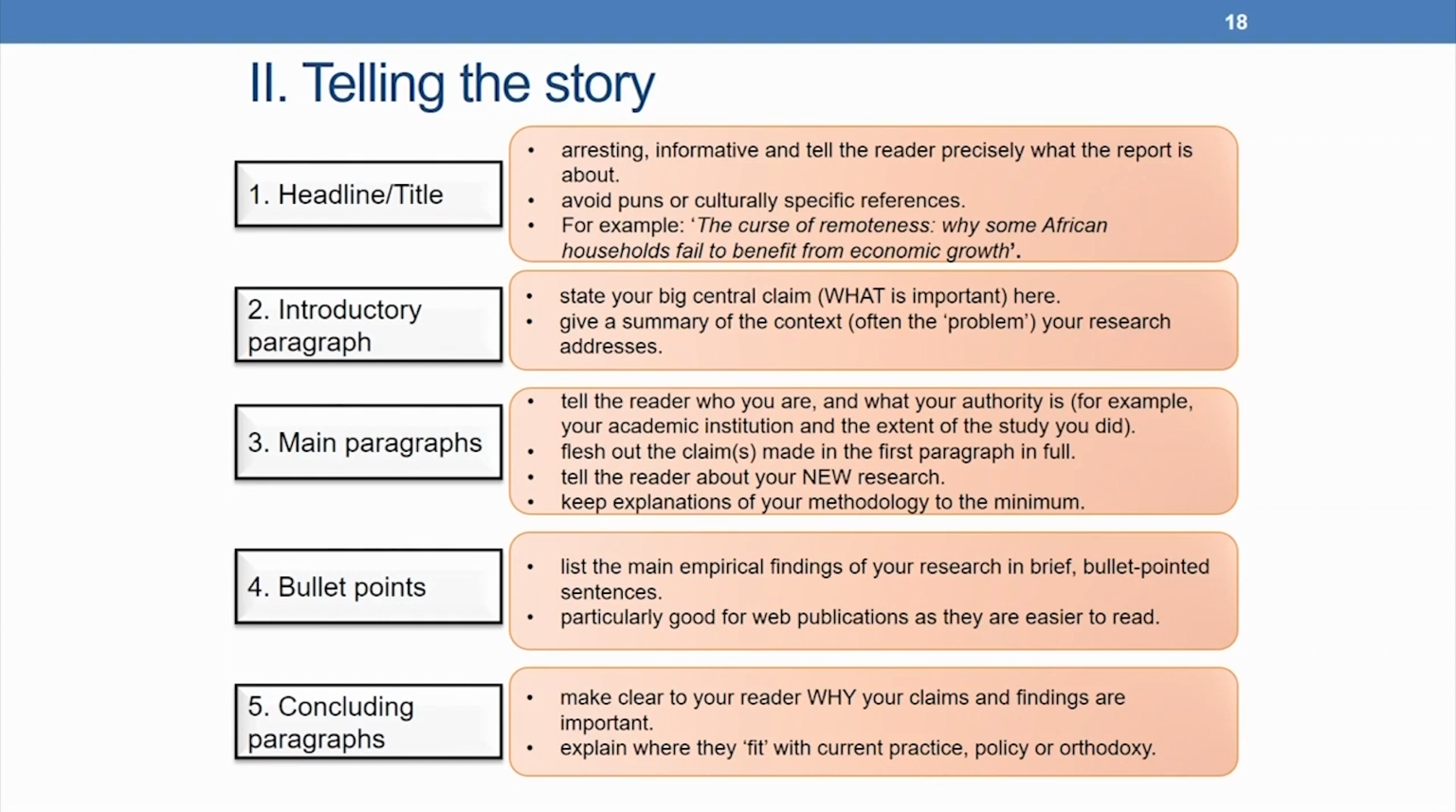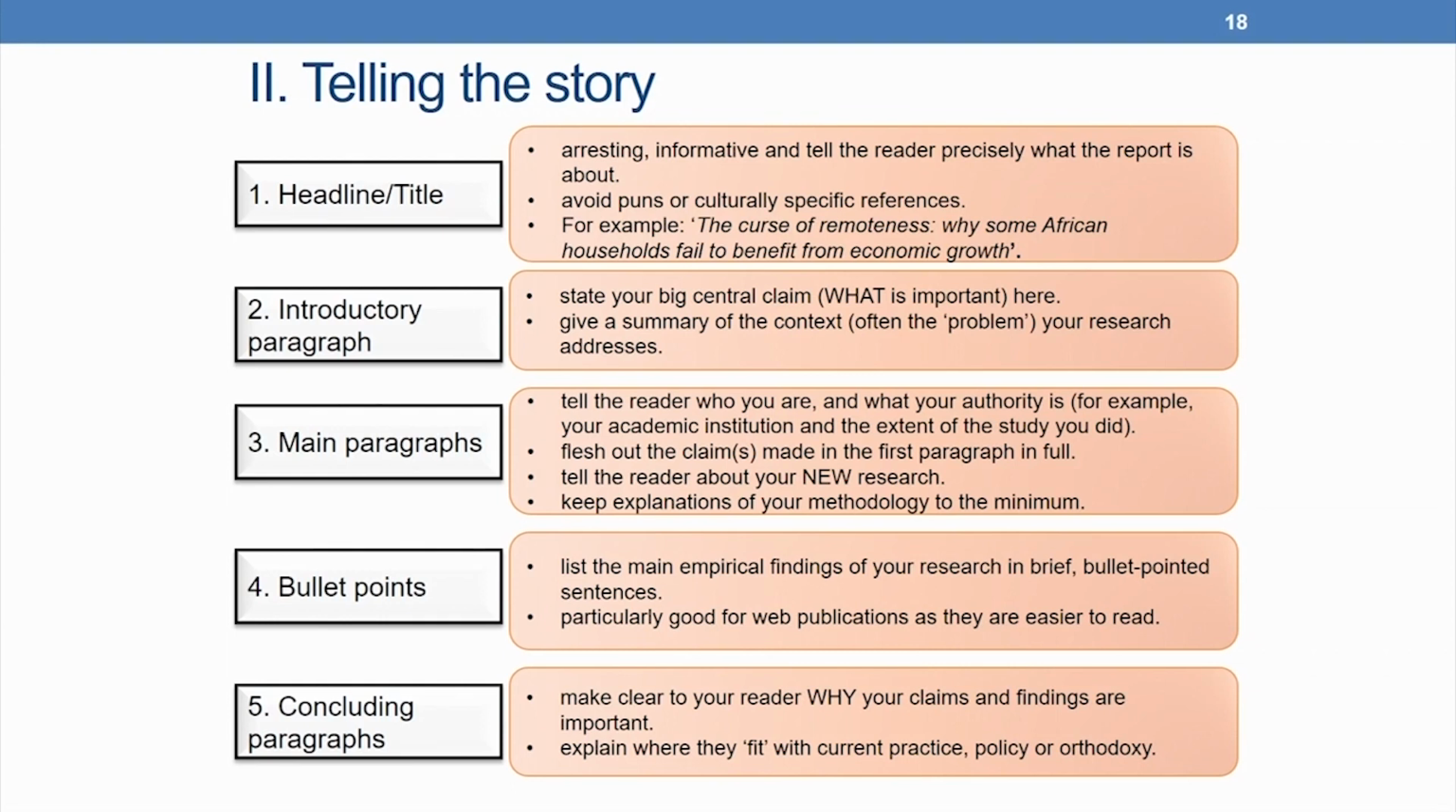So, in the introductory paragraph, you inform the audience about the research problem that you have studied, and in the rest of the paragraphs, you elaborate on the claims that you have made. You tell the reader what is new in your research, and you keep explanations of your methodology to the minimum.